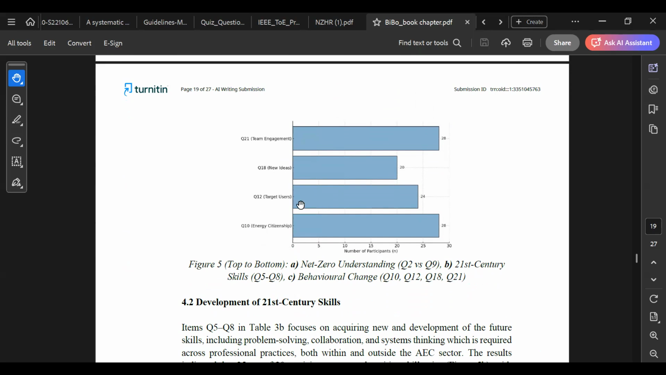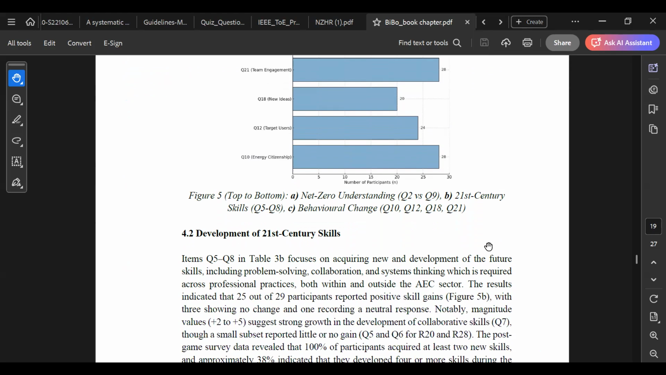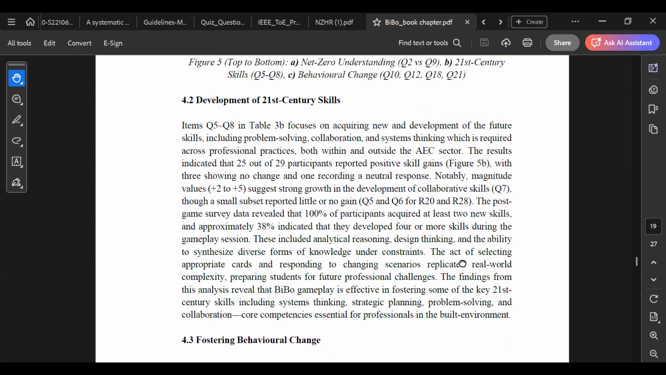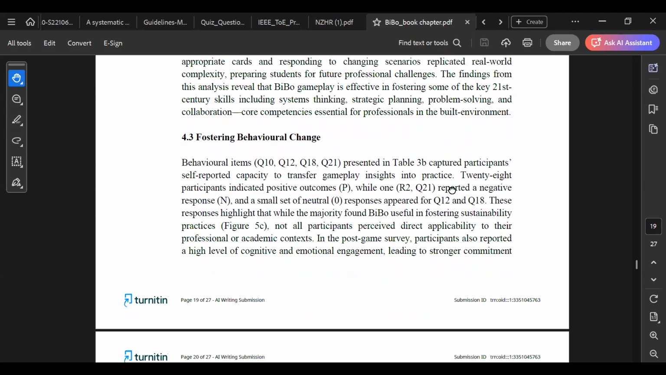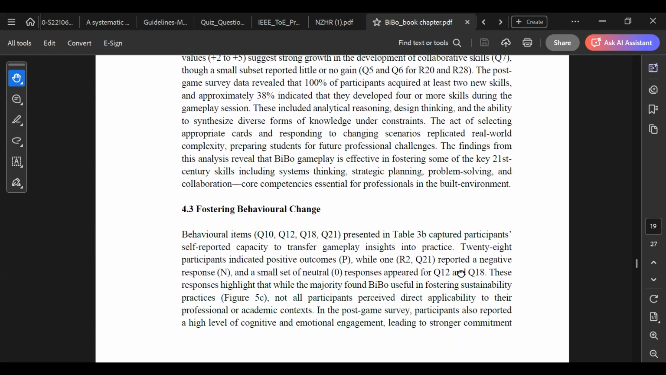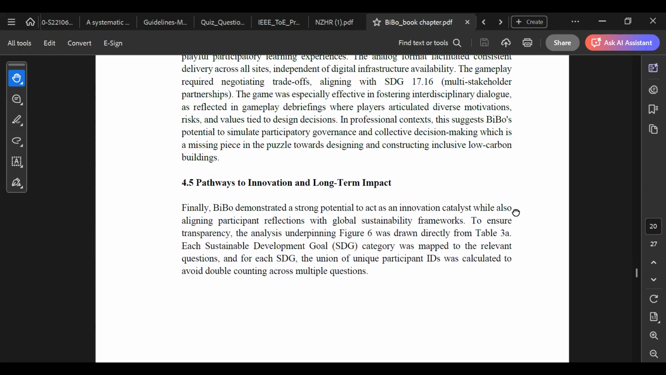And question 12 was on target users, to say what is the mix of target users that we are looking at when doing the gameplay. And question 10 was more on energy citizenship, what they carry forward as behavioral change at the end of the gameplay. So you see a lot of positive responses coming out. And we also found that it was fostering a lot of behavioral change, and it helped us in shaping up those 21st century skills.